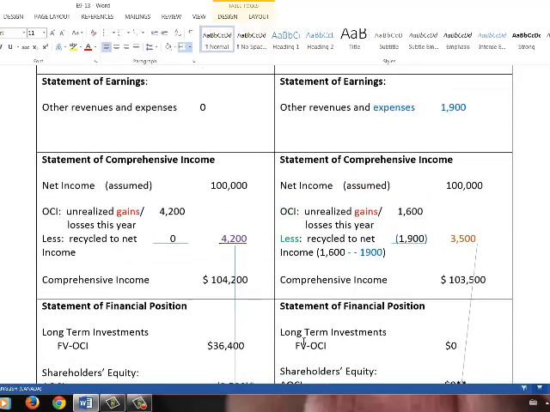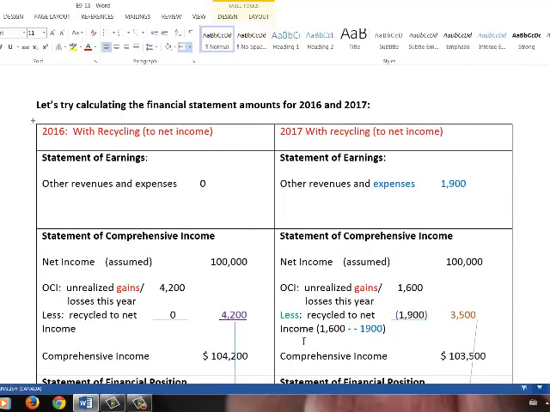If we turn our attention now to 2017, we know that this is the year that a fair value through OCI investment was sold, and we know that the unrealized holding loss on that was $1,900. That holding loss is going to find its way in through the realized loss in the income statement because it's with recycling, and it's going to be $1,900.